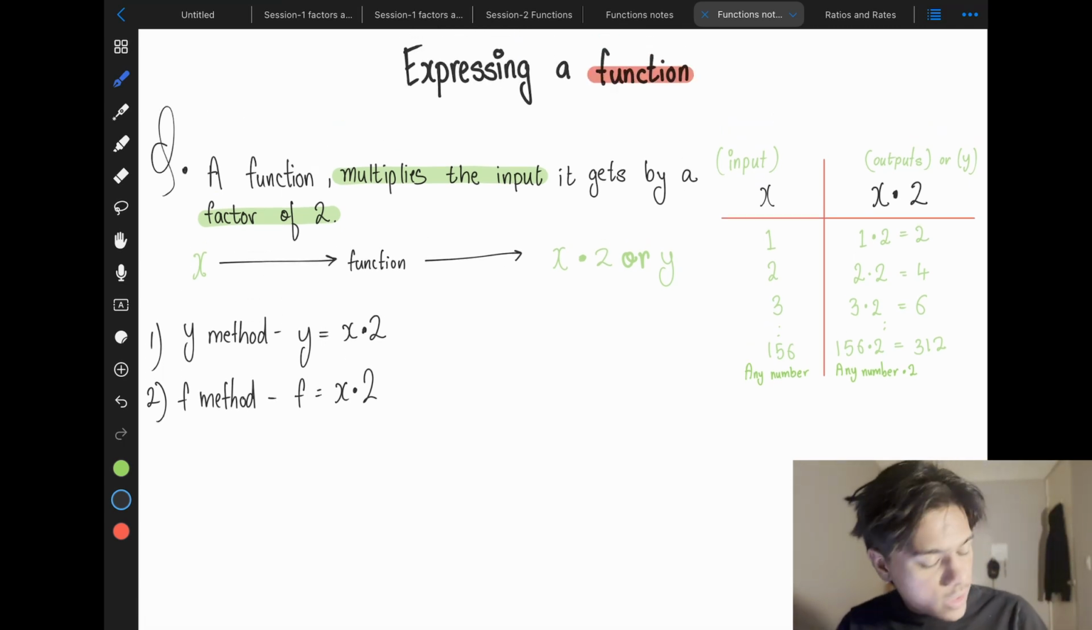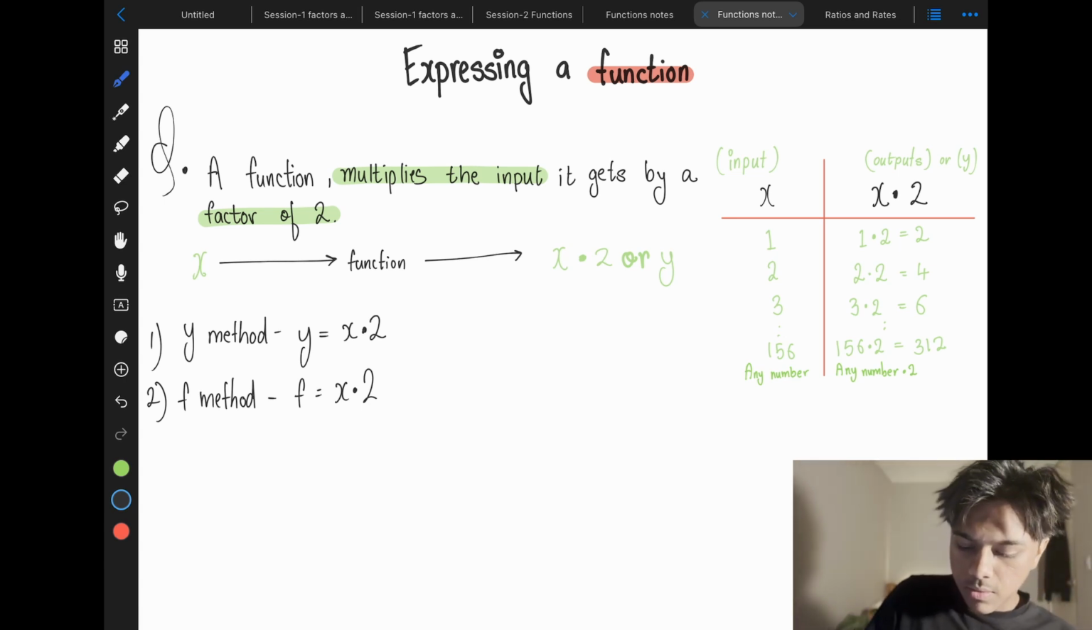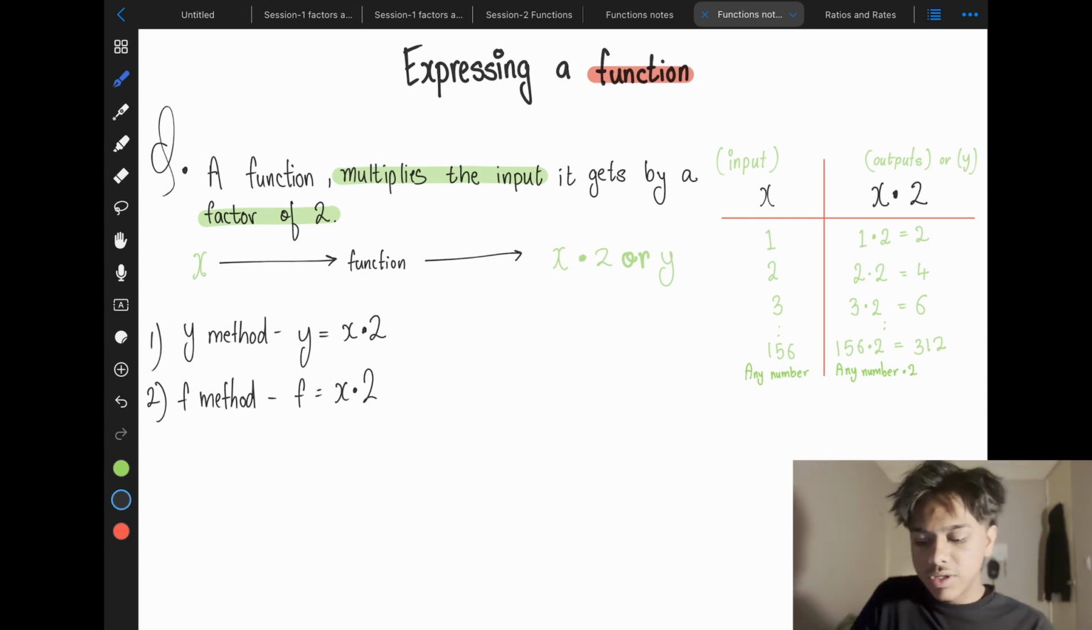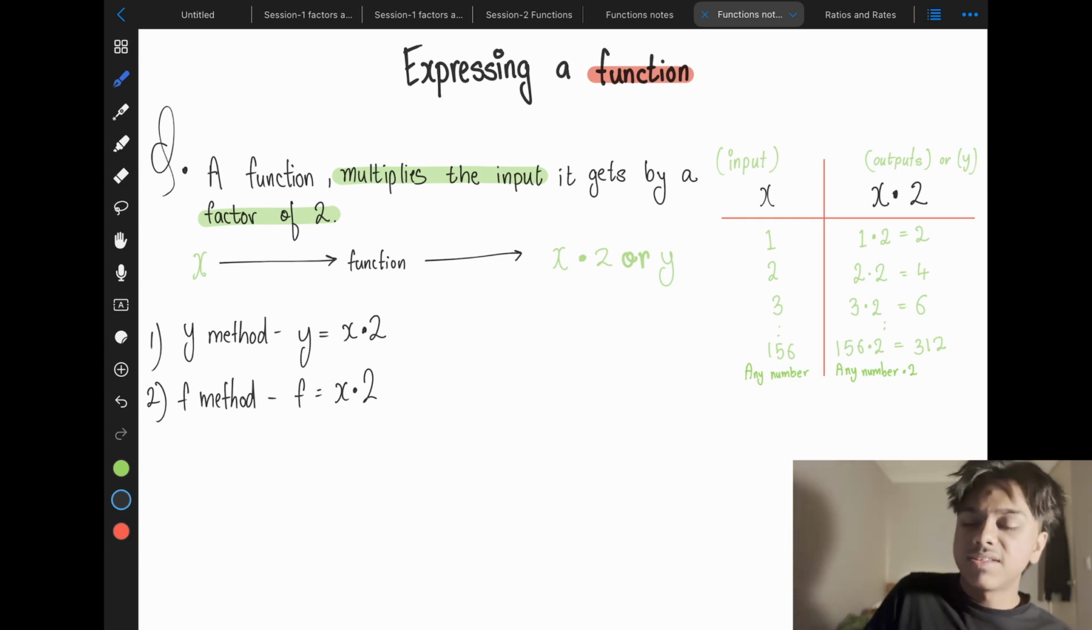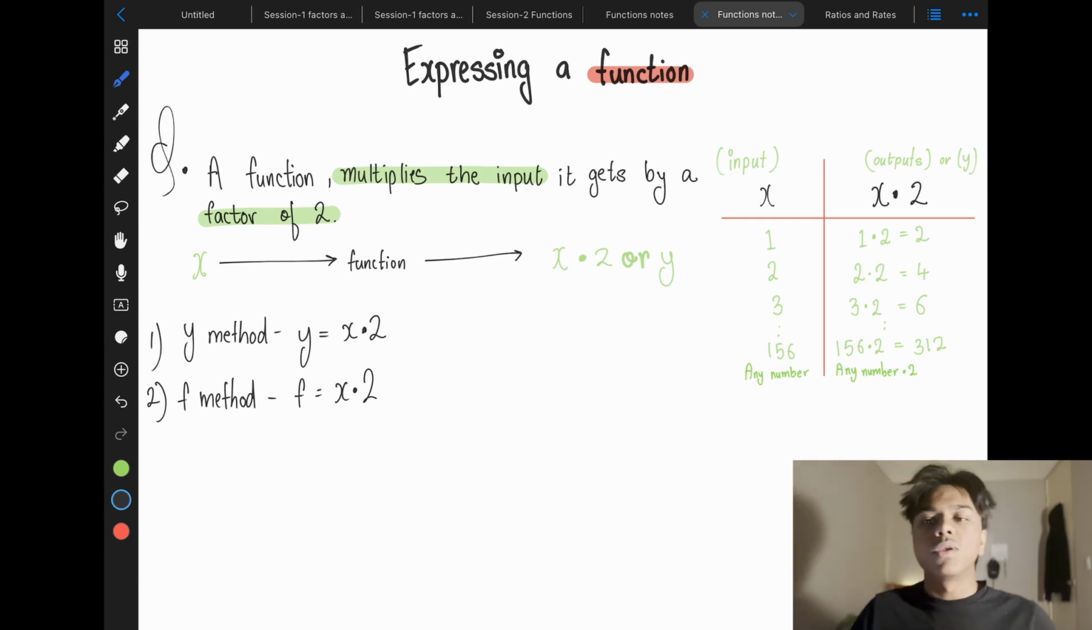Okay, so now we know two methods of describing our function, which is the y method, where we just use y equals whatever our function is. Here it was x times 2. And the second is the f method, where we use f instead of y and just say whatever the function is. Here it's x times 2.